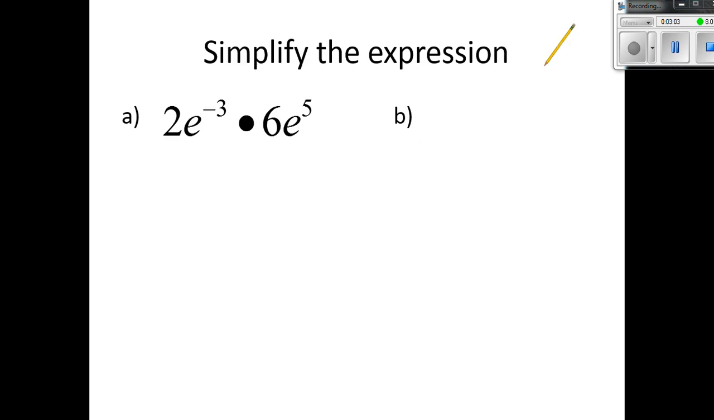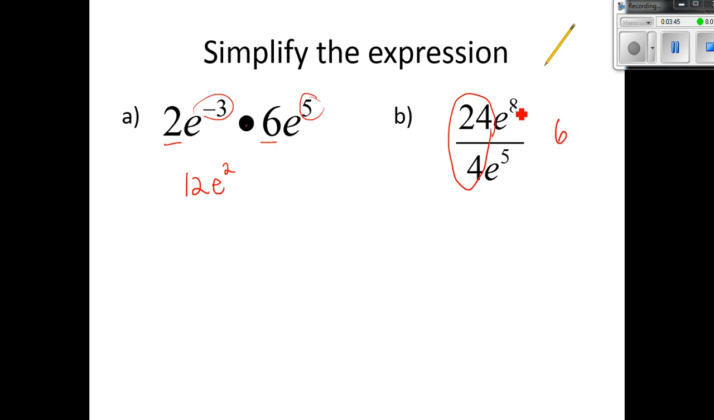Okay, so could we simplify the expression with an E? Well, of course. If you remember how you did pi and you remember the exponent rules, we can do the same thing with E. So 2 times 6 is 12, and e to the negative third and e to the 5th, if I have a multiplication, I would add the exponents and get e squared. Okay, let's write down the second problem here. This says 24e to the 8th over 4e to the 5th. 24 over 4 would be 6, and e to the 8th over e to the 5th would give me e to the 3rd. So I just simplified using e's.